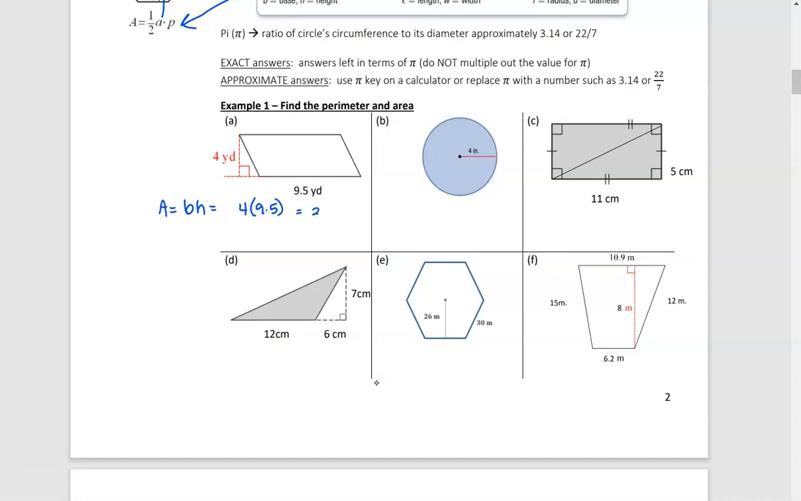And so that is going to equal 38, and it's yards squared. Since we have area, it's squared. And we are not going to find the perimeter, we're just going to be finding area. We practiced that previously.